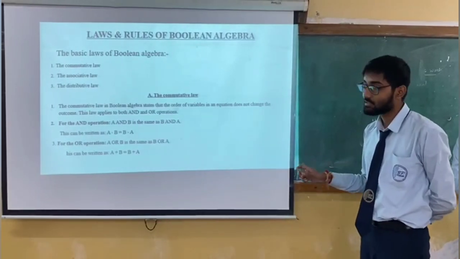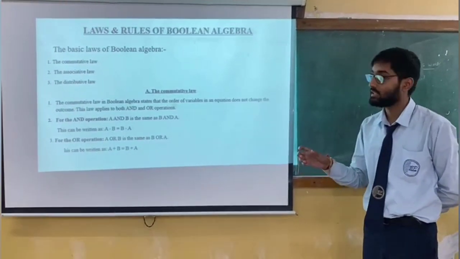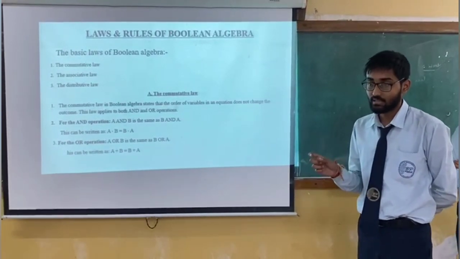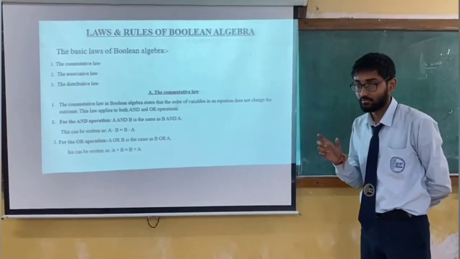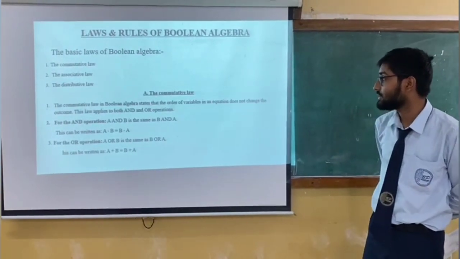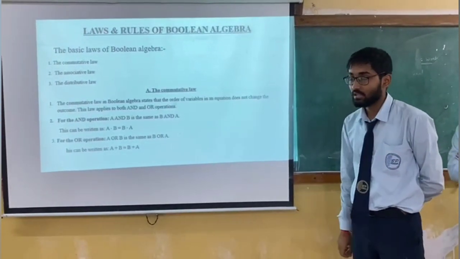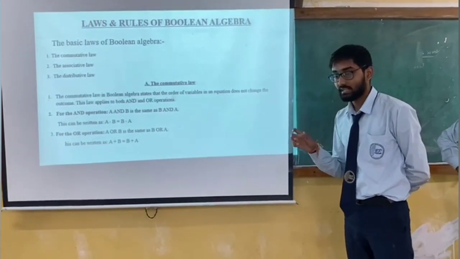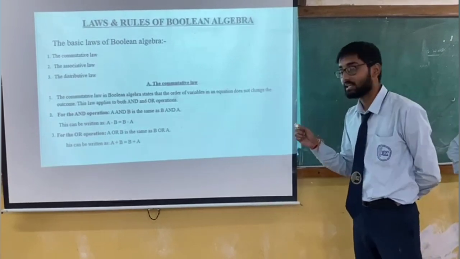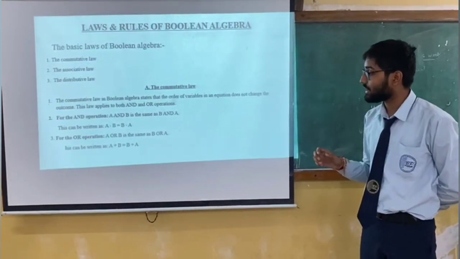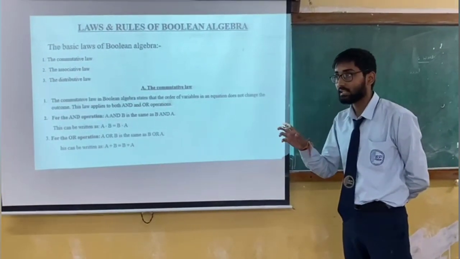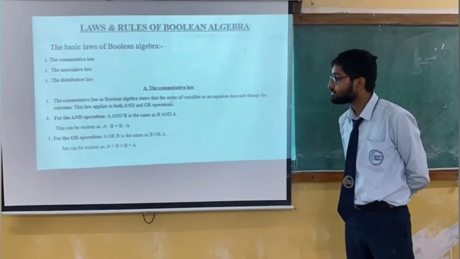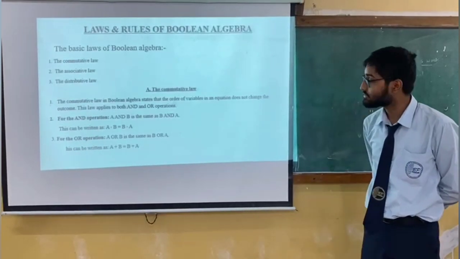So by applying these laws to the function, we can get the resultant function as less than the given function. Coming to the commutative law, for the AND operation, if we use A and B as the 2 inputs of an AND gate, and in another AND gate we use B and A as inputs, then we get the same output. So A and B equals B and A.